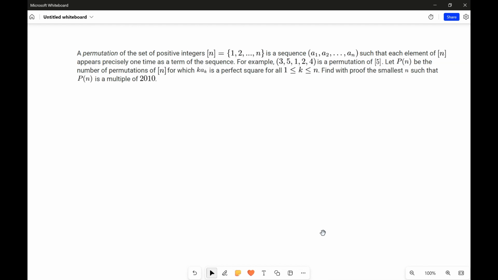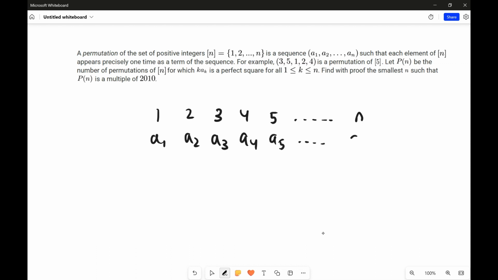So how do we get started on this problem? It might help to just list out all the integers 1, 2, 3, 4, 5, all the way to n. And then we have some permutation a1, a2, a3, a4, a5, all the way to an, such that each product 1·a1, 2·a2, and so on is a perfect square.